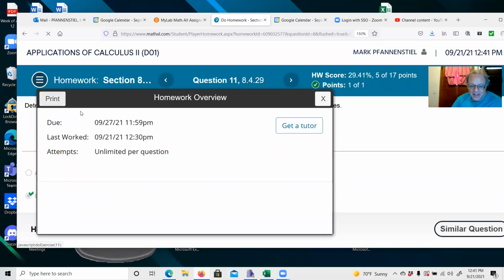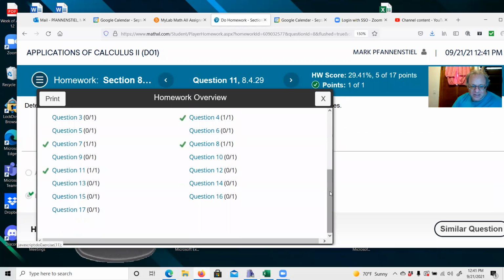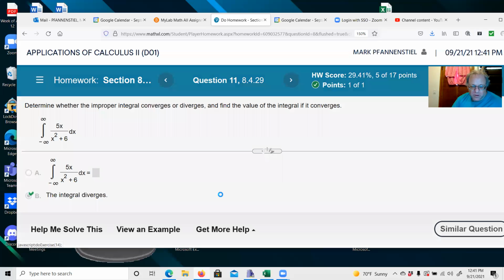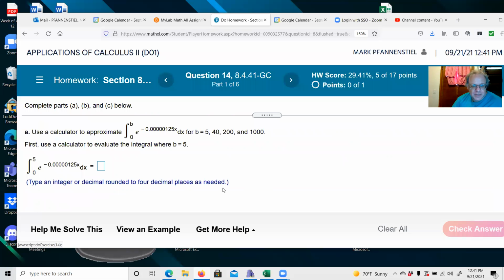All right. So let's see here. That was question 11, yeah, that was question 11. Why don't we try 14? Try 14. This is going to be lousy. Sorry. I wish they used exponential. I wish they used scientific notation here. I really do, but they didn't. So, whatever. We're going to use a calculator to approximate it.